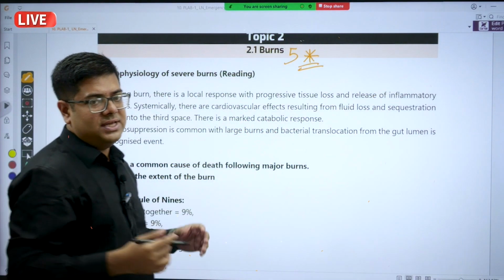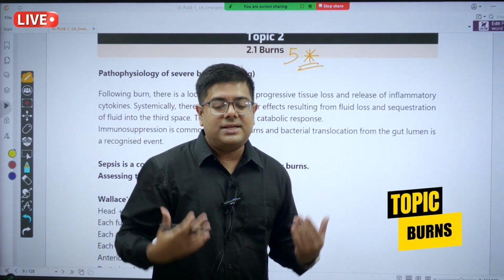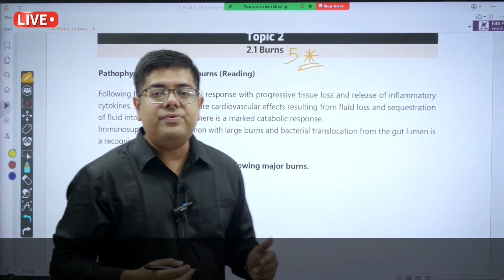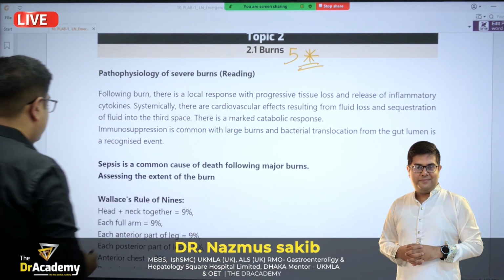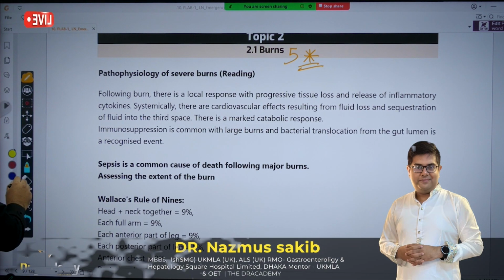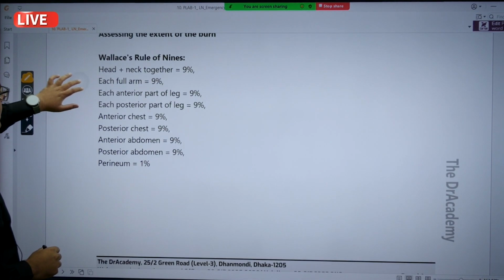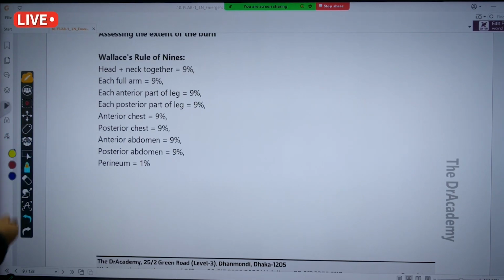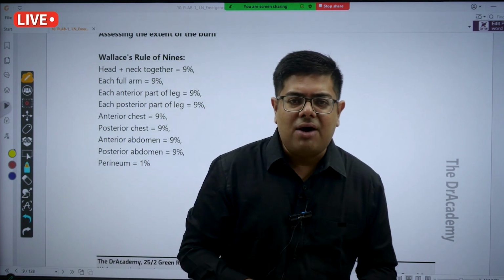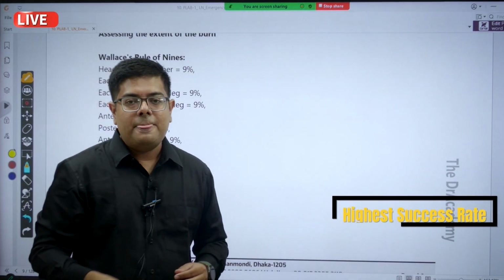What is important for the exam is, first of all, we need to calculate the percentage of our body that is burned. Okay, so how do we calculate the percentage? This is the thing, Wallace's rule of nines. All right, Wallace's rule of nines, and let's have a quick glance from our PDF. Rule of 9. We have read these in our MBBS, right? Wallace's rule of nines. What is the rule of 9?